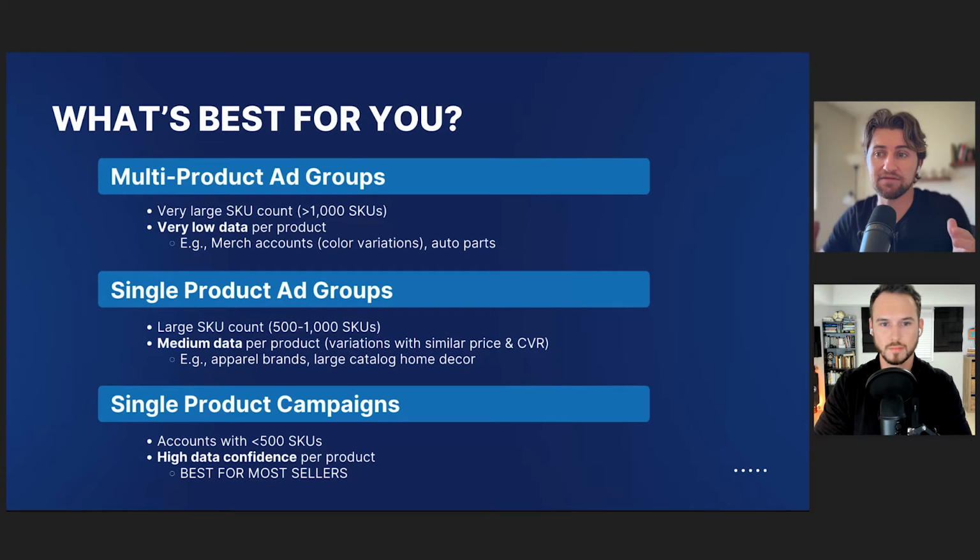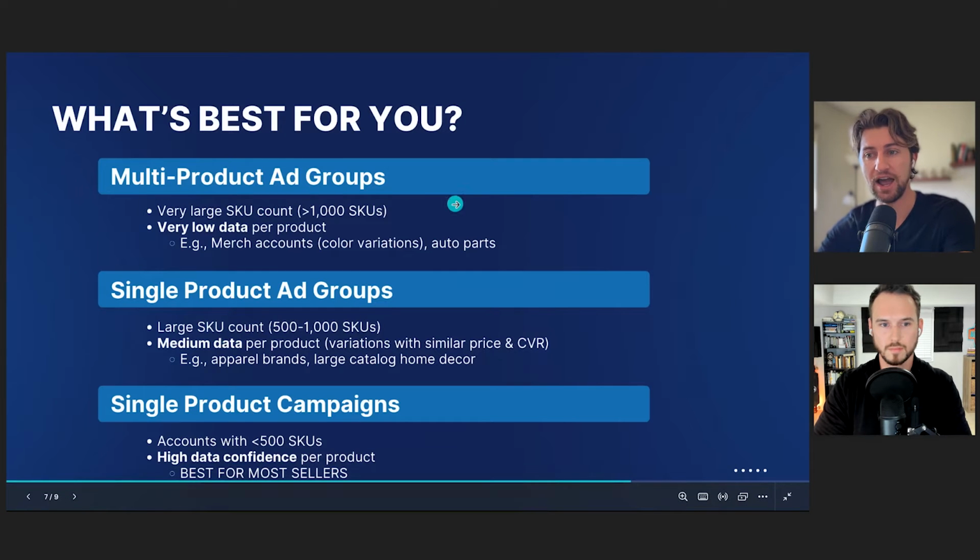So, which campaign structure is best for you? Well, it really depends on what kind of an account you have and what kind of data and volume you're getting. So, for accounts that have massive catalogs but relatively low data for individual products, and all of your clicks are thinly spread across thousands of SKUs, you're probably going to want to opt for multi-product ad groups. So, I'm thinking Merch by Amazon accounts that can sometimes have tens of thousands of SKUs, but any individual product might only get a few clicks per month.